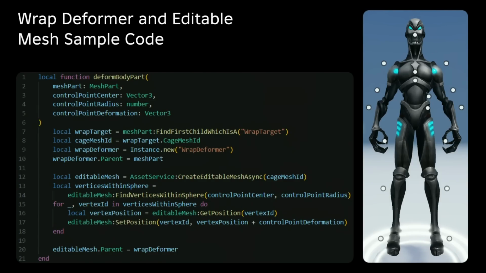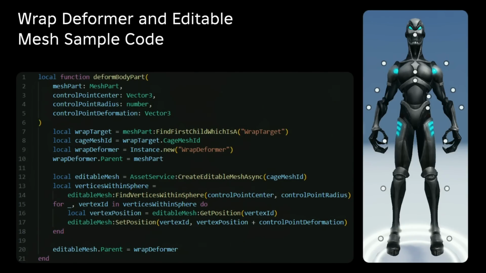We first find the wrap target and get the cage mesh ID. Basically, now that we have access to the cage, we would then create a wrap deformer instance and parent this wrap deformer under the mesh part. We have the cage mesh ID. We pass this into a new function that we are providing called create editable mesh async. This gets access to the cage mesh as an editable mesh.